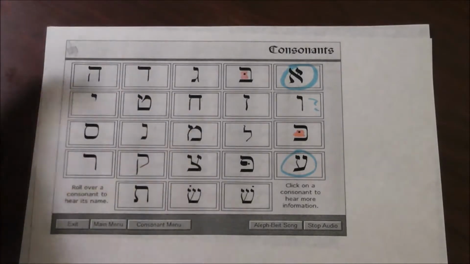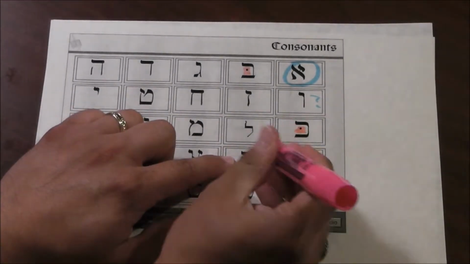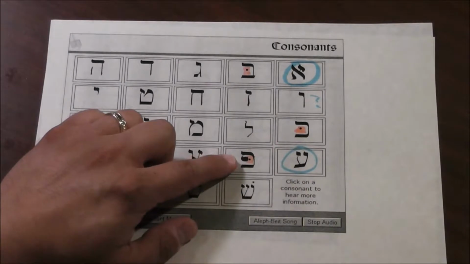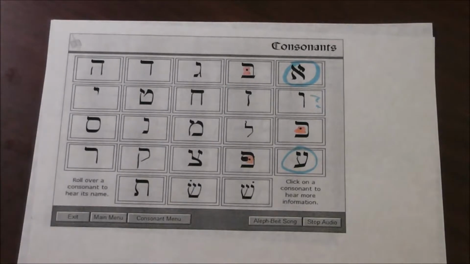So there you go. And another one here is the P. When it has the dagesh, it makes the same sound as P in English. If it does not have the dagesh, it makes the same sound as F in English. So those get tricky too.